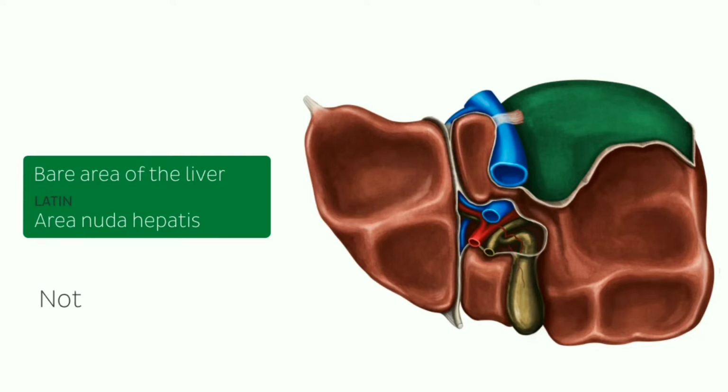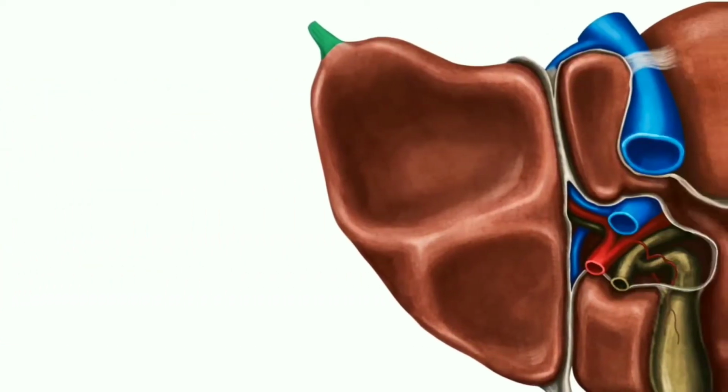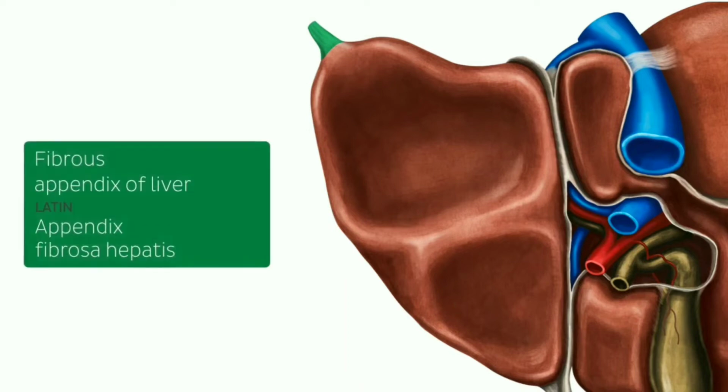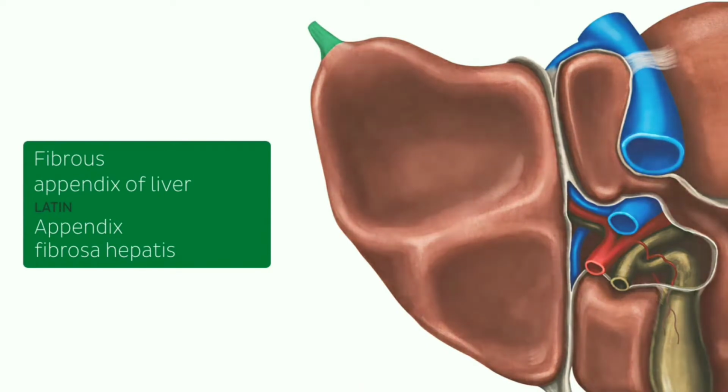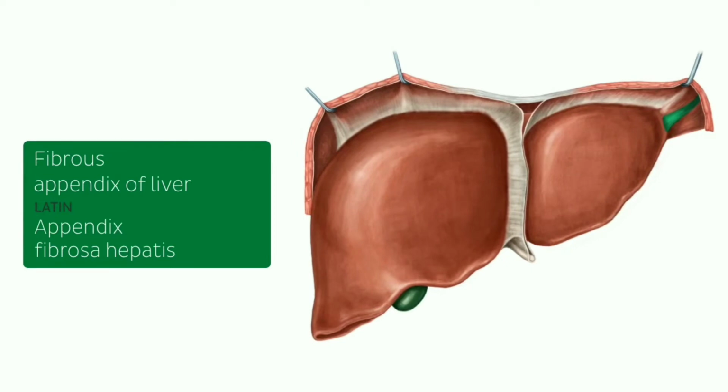Therefore, this part of the liver is not covered by the peritoneum, hence the name bare area. The two portions of the coronary ligament that we saw earlier come together laterally to form the triangular ligaments. Immediately lateral to the left triangular ligament, we see the fibrous appendix of the liver. The next illustration shows this structure in the anterior view.